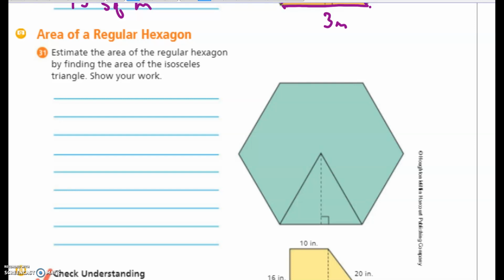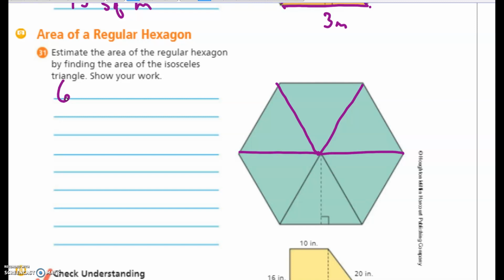Now we've got a hexagon. In your textbook, page 408, I want you to see how many triangles you can form in that hexagon. All right, so watch what I do. I'm drawing from the center point out to one of the vertices. And if you said there are 6 triangles, you were correct.